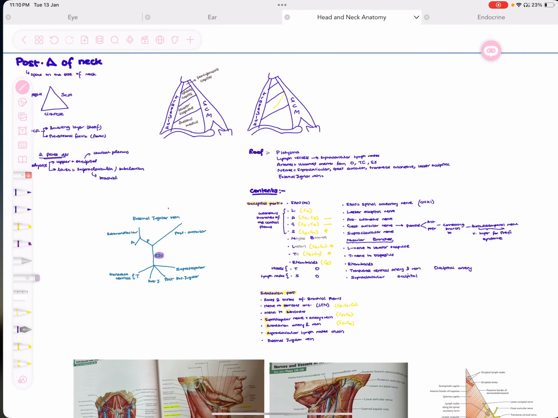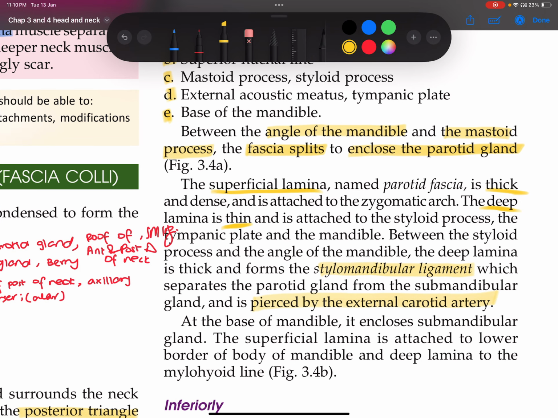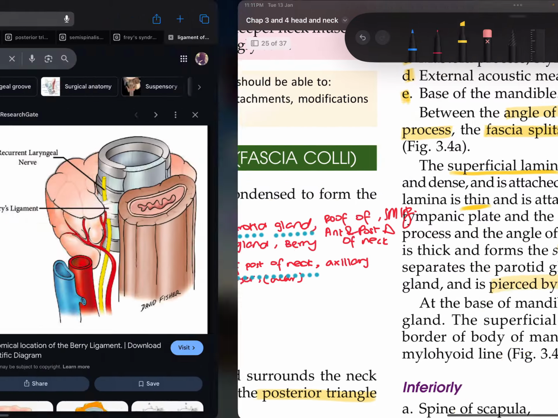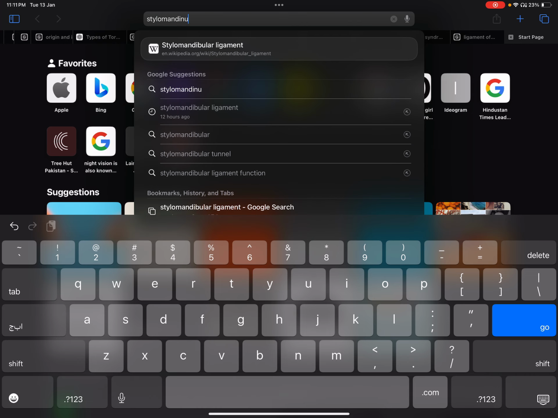I might have a photo of it. Let me just see the stylomandibular ligament. Does it have a diagram here? No, it doesn't, but it's okay. Then moving forward, this stylomandibular ligament is going to separate the parotid gland from the submandibular gland. So the stylomandibular ligament separates the parotid gland from the submandibular gland, and it is pierced by the external carotid artery. Let me just search a diagram of the stylomandibular ligament.